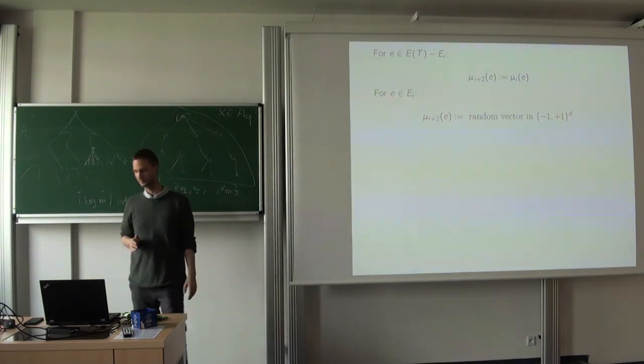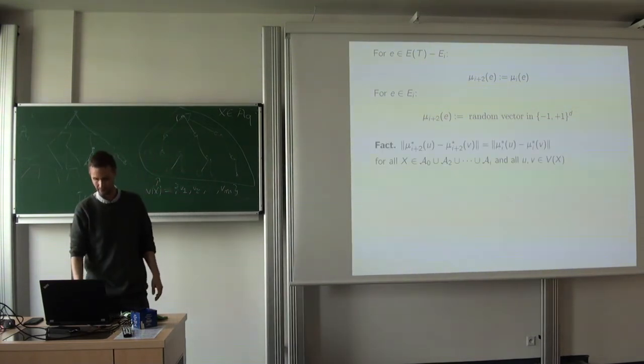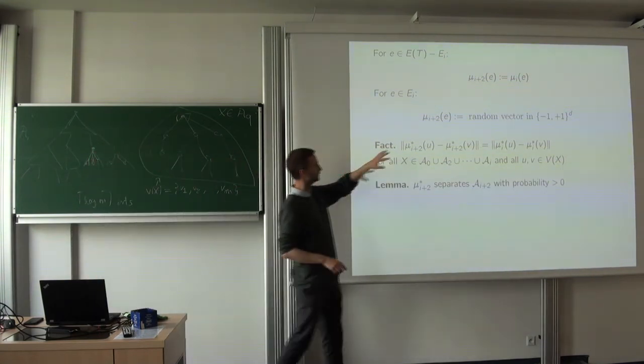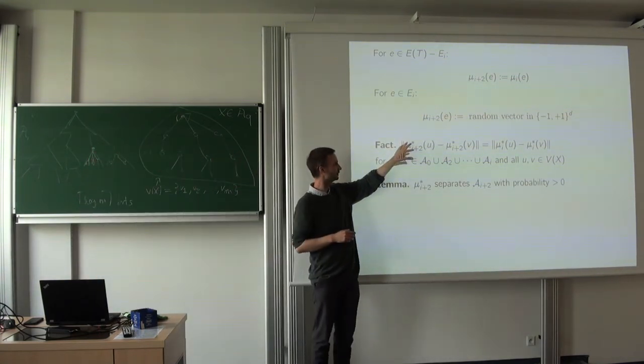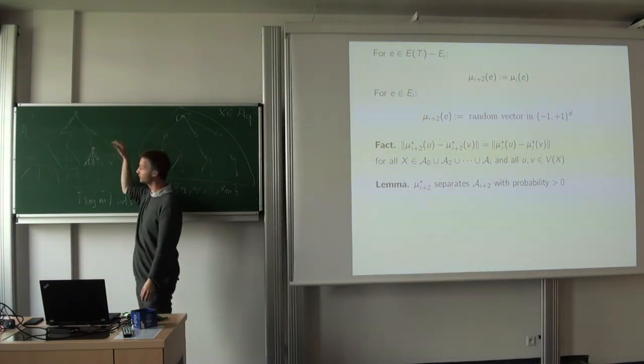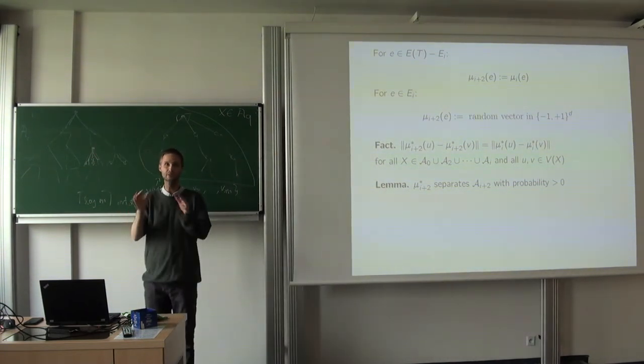Okay? And now, I will need to skip this proof, but the fact mentioned here is exactly what you said, Miho: if you only change the weight vectors on the red edges, it has no influence on what we did so far in separating the previous A_i's.